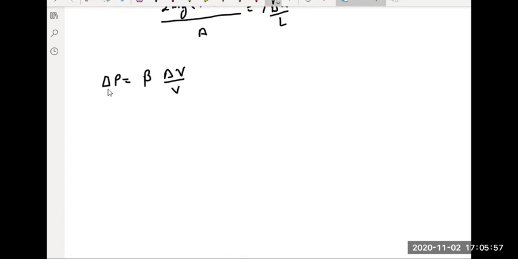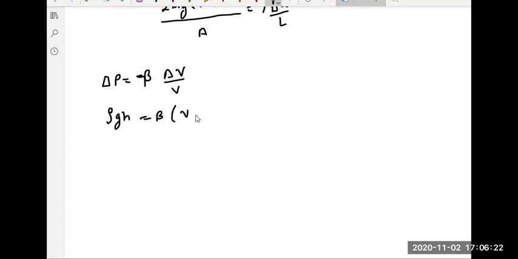Now we know that this delta P is due to rho g h. Yes or no? So I'll write it as rho g h, which is equal to B times delta V. What is delta V? I'll just put the negative inside, over here.